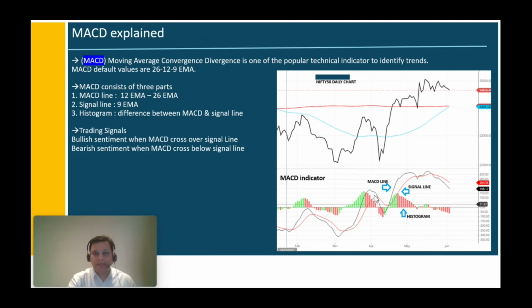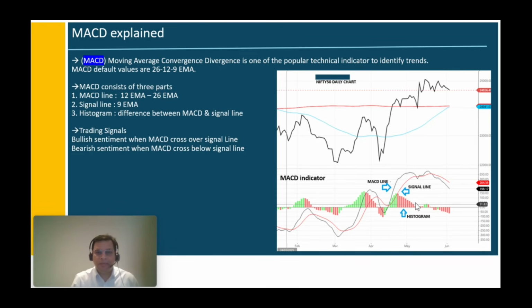Another part is the signal line. Currently in this image, I'm showing it in red color. This is a 9 EMA line. And then we've got the histogram at the zero line. As you see, it's indicated by green as well as red. Green usually indicates the averages are moving up, and the red indicates the averages are falling down. So the histogram is the difference between the MACD and the signal line.